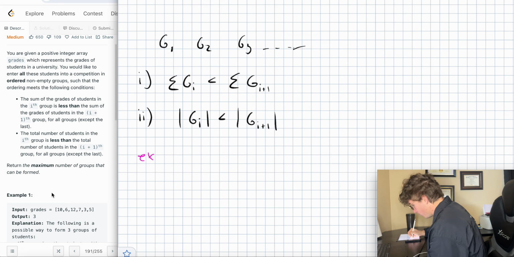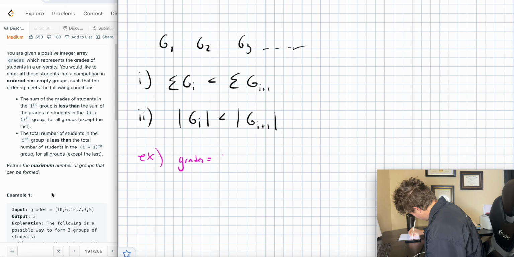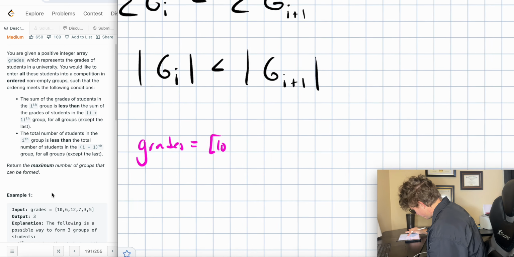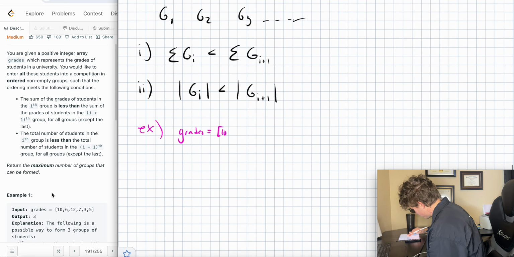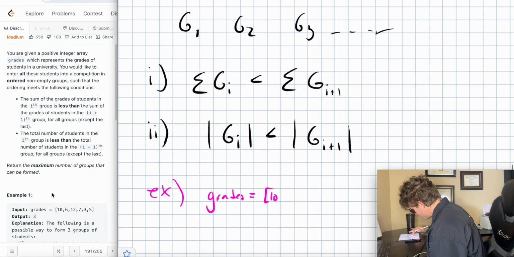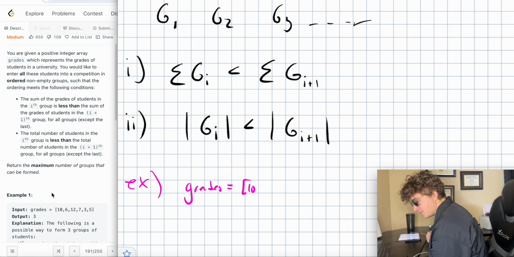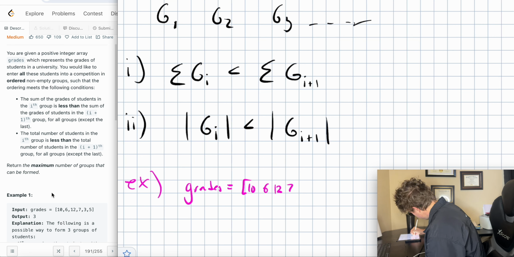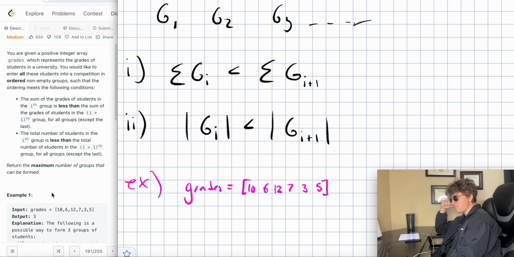So for example, we have grades equals 10, 6, 12, 7, 3, 5. I don't want to zoom in because I want to keep this all on one page.